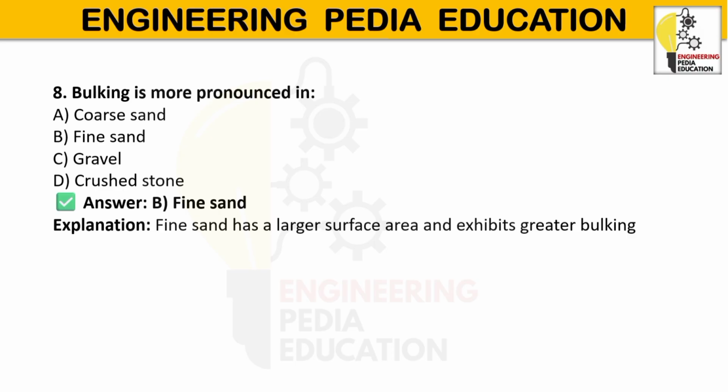As more water is added, the bulking decreases and eventually disappears when the sand becomes fully saturated. And this is discussed in IS 2386 part 3.